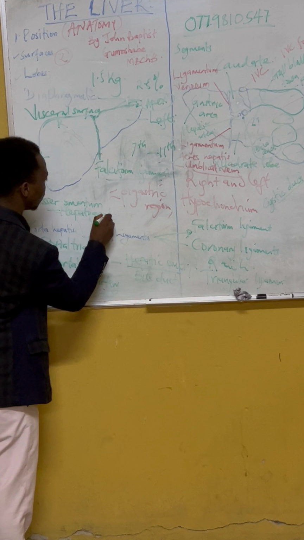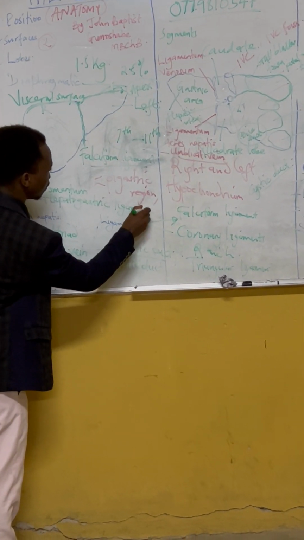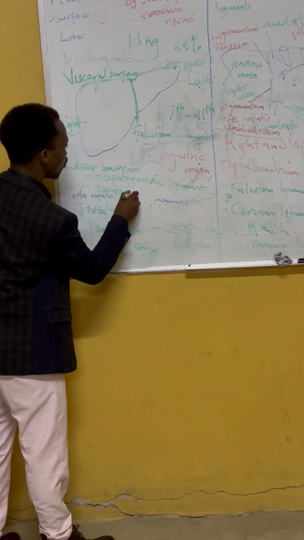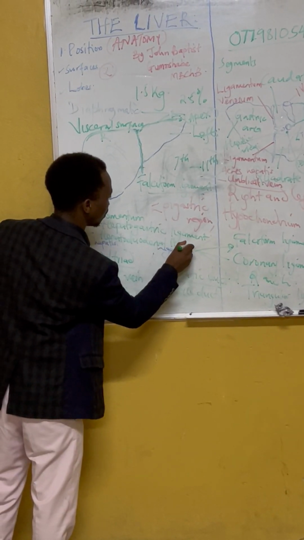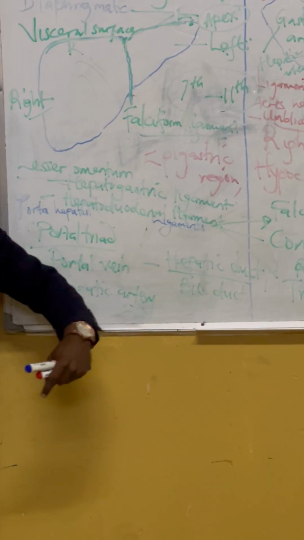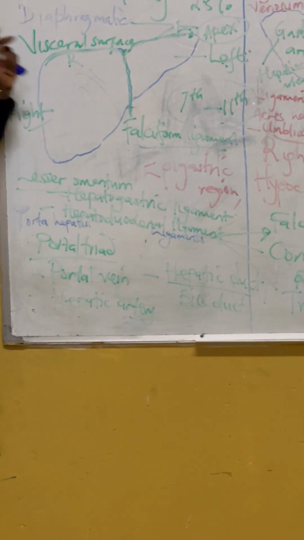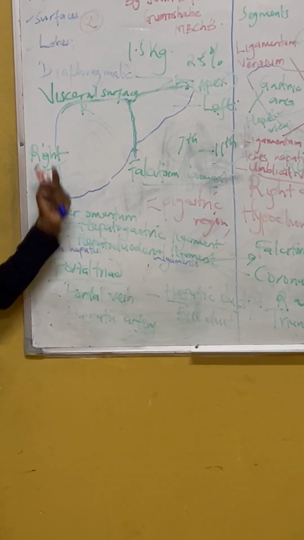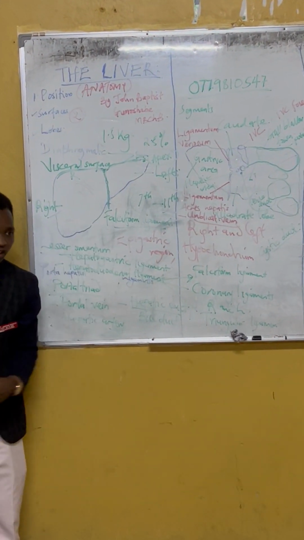The two ligaments we have are the hepatogastric ligament and the hepatoduodenal ligament. The hepatogastric, as the name says, connects the liver to the stomach. Then the hepatoduodenal connects the liver to the duodenum.